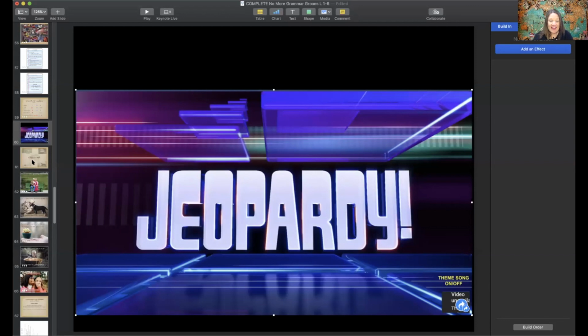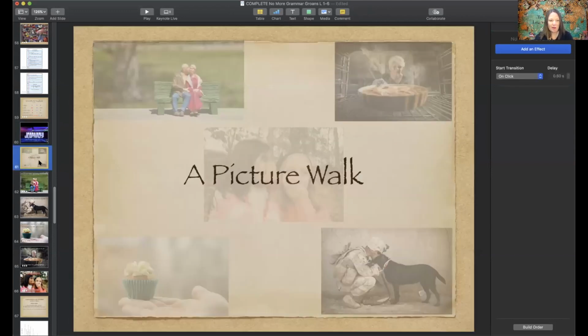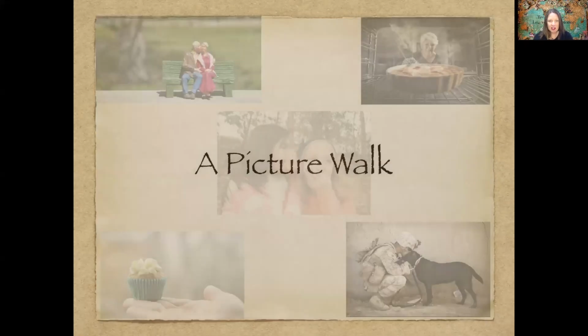We are back now at our lesson. I hope that you enjoyed the Jeopardy game. And now I want to show you what I want you to do for your activity, your assignments. You're going to do a picture walk, and I'm going to have you practice with me right now. A picture walk, and what that is, I have 5 different pictures here, and we are going to write sentences for each picture.